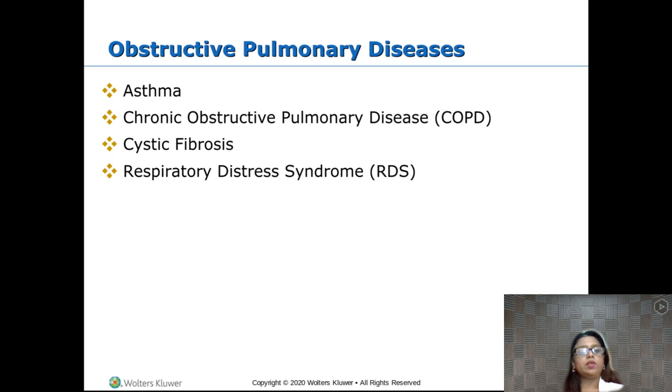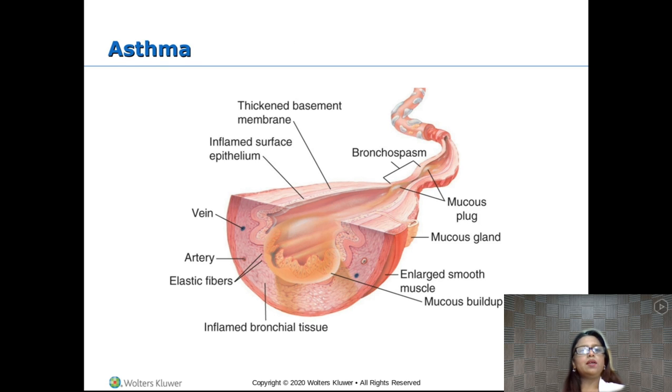Chronic obstructive diseases. Some obstructive diseases are asthma, COPD, cystic fibrosis, and respiratory distress syndrome. So in asthma, the condition causes the bronchial tract to squeeze more. They become tightened up because of severe allergies, and that condition is called bronchospasm. Bronchospasm is when the pipeline squeezes tight because of an allergen, like a pollen allergy, that causes the airways to squeeze. That is called bronchospasm.